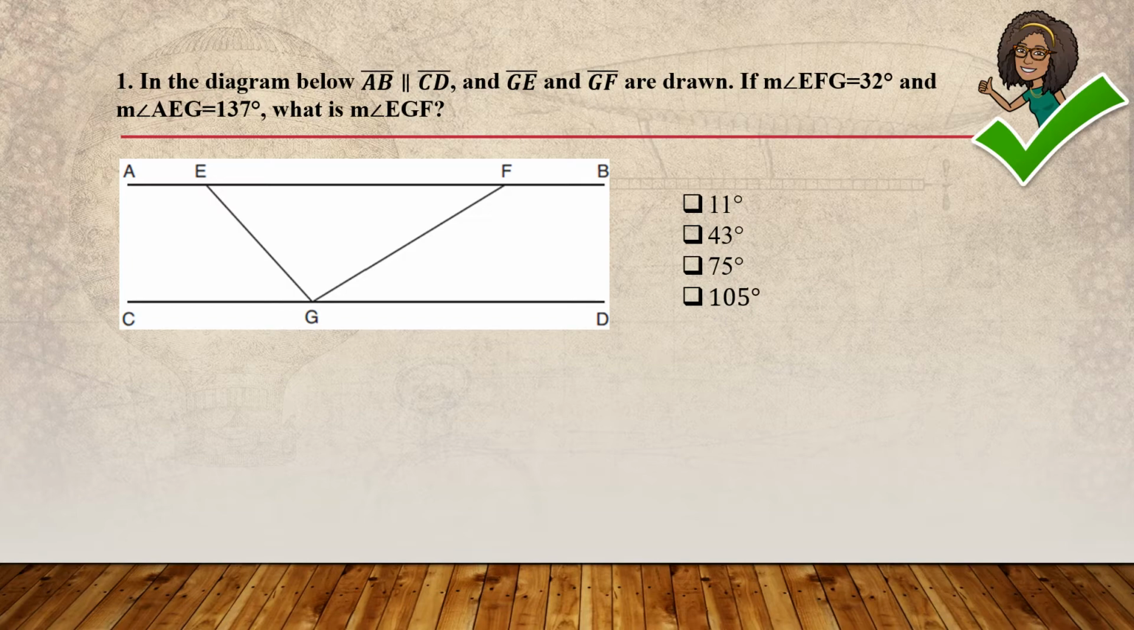So first they tell us that we have two lines that are in fact parallel, so I'm going to mark that these lines here, AB and CD, let me move that over so that way we have them in the right place. So let's say AB and CD, we know they are parallel. They gave us EFG, so angle EFG is here, is 32 degrees. And they gave us AEG, so AEG is this angle here, and that's 137 degrees.